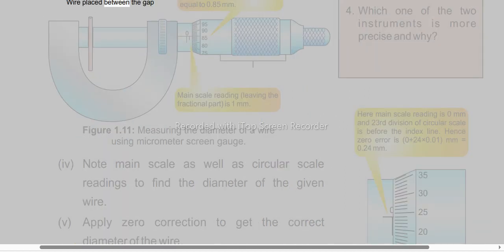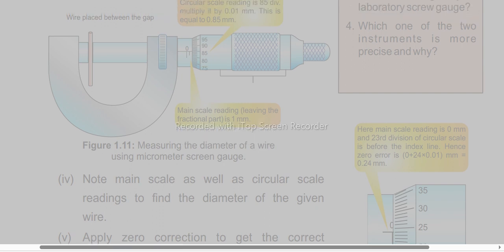Wire placed between the gap. Circular scale reading is 85 divisions. Multiply it by 0.01 millimeters. This is equal to 0.85 millimeters. Main scale reading, leaving the fractional part, is 1 millimeter.